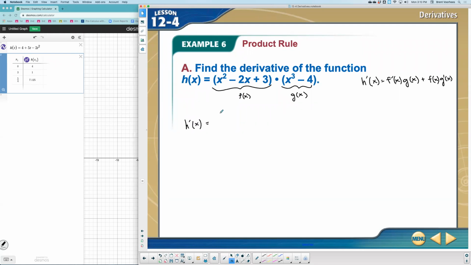The derivative of f here would be 2x minus 2. The constant disappears, so it'd be 2x minus 2, and then I would multiply this times x cubed minus 4 plus, and now I'll leave f as it is, x squared minus 2x plus 3. And I would multiply it times the derivative of g. 3 would drop down, so it'd be 3x, lose a power, 3x squared. The 4 disappears. Now we can distribute this.